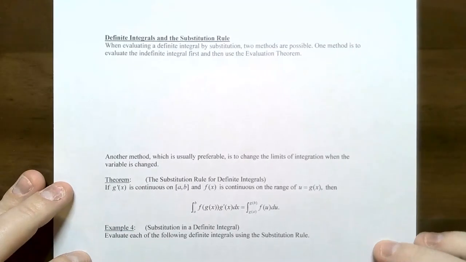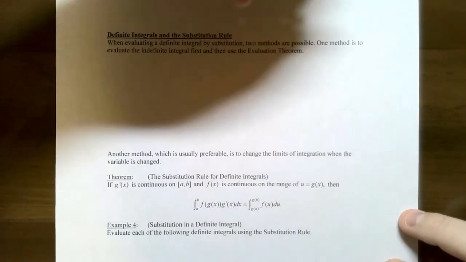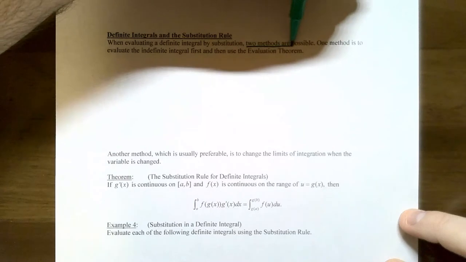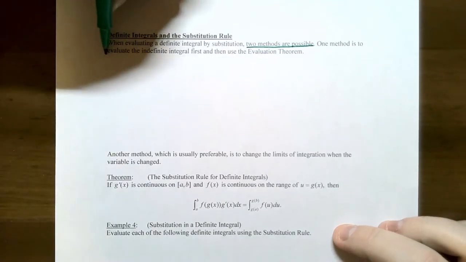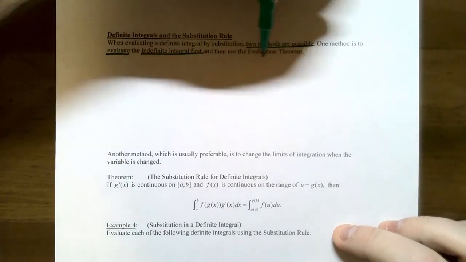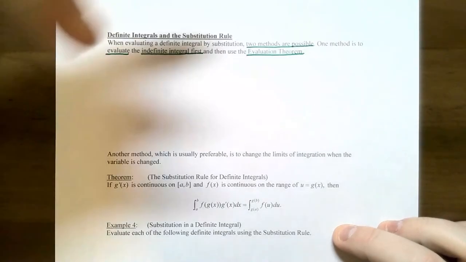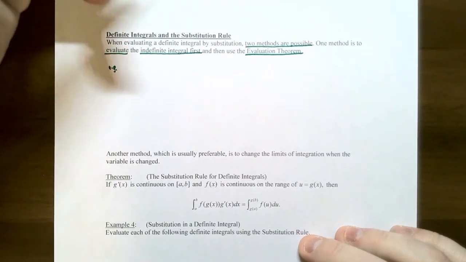All right, so how do you use the substitution rule with definite integrals? It turns out there are two different methods that are possible, and I'm going to show you both of them. The first method is to evaluate the indefinite integral first, and then you can use the evaluation theorem that we've talked about before. So here's a quick example with one method using the substitution rule.